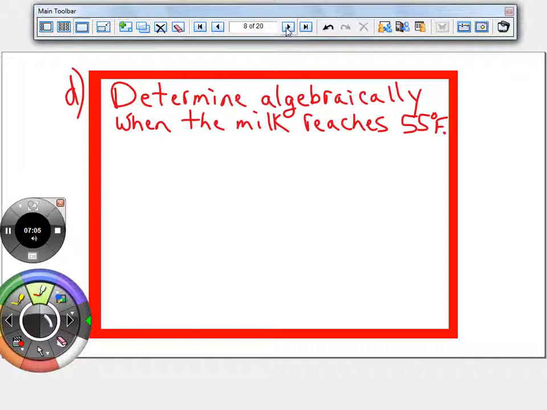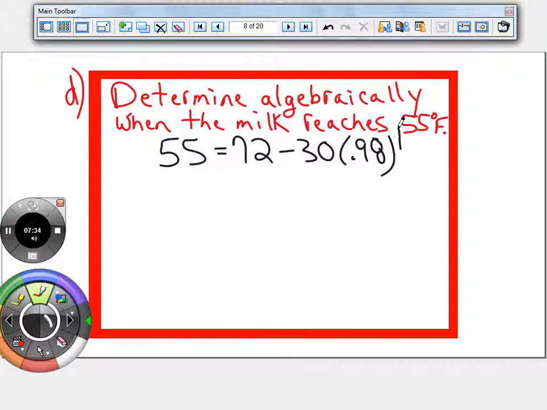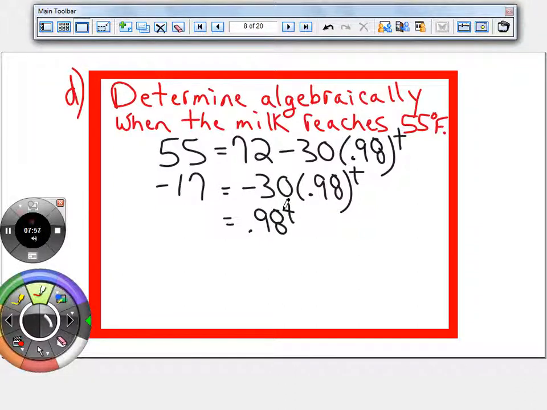Determine algebraically when the milk reaches 55 degrees. Well, we know that the left-hand side is the temperature, the y. And so we can just set that equal to 55 and solve for t. So we're going to try to do that algebraically. So we have 55 equals 72 minus 30 times 0.98 to the t. So let's go ahead and subtract 72. So we get minus 17, and that's negative 30 times 0.98 raised to the t. And then I'm trying to isolate the t, so I'm going to divide both sides by negative 30. So 0.98 raised to the t equals, dividing by negative 30, I got 0.56. So now I need to figure out a way to get the t.